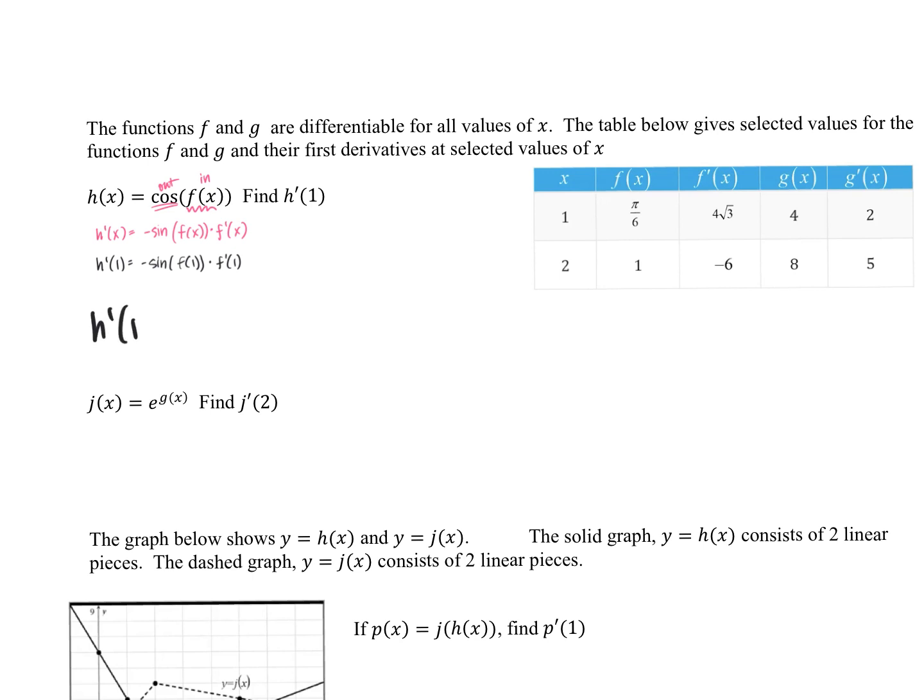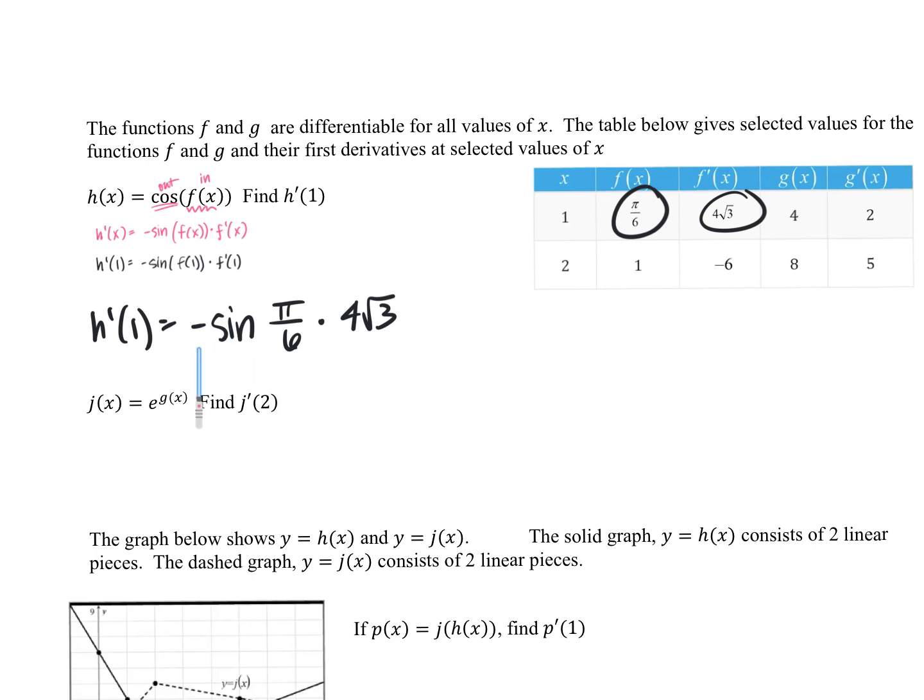We're going to need h prime of 1, negative sign. What's f of 1? I. Times f prime of 1. 4 root 3. If this was free response, we'd be done there. They're not going to give you this as free response. They're going to give it to you as multiple choice.